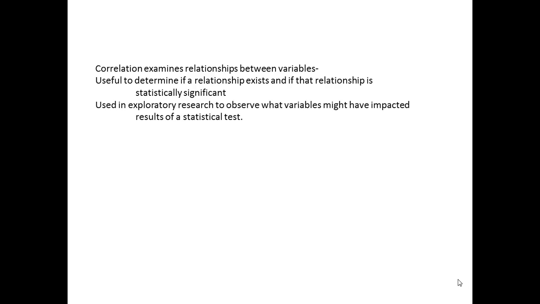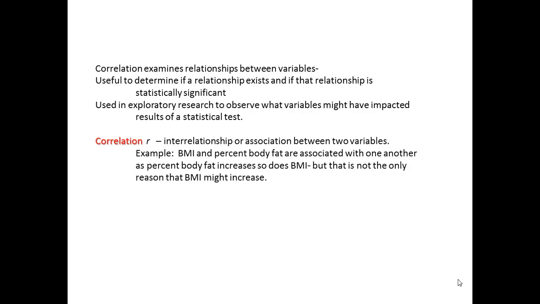Correlation is used in exploratory research to observe what variables might have impacted the results of a statistical test. We display correlation with a small italicized R. It's a quantifiable interrelationship or association between two variables. For example, BMI and percent body fat are associated with each other. As percent body fat goes up, so does BMI.